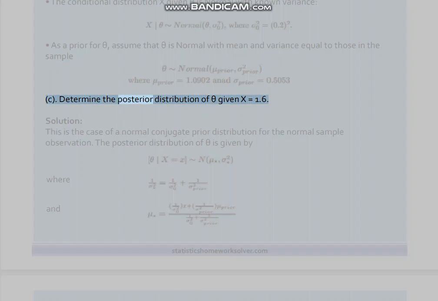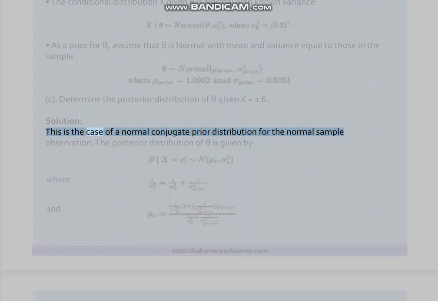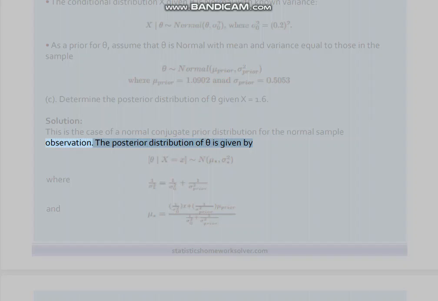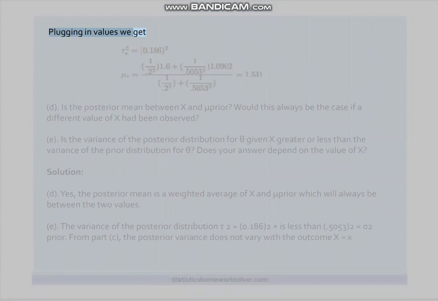C. Determine the posterior distribution of theta given x equals 1.6. Solution. This is the case of a normal conjugate prior distribution for the normal sample observation. The posterior distribution of theta is given by the conjugate formulas. Plugging in values we get the result.